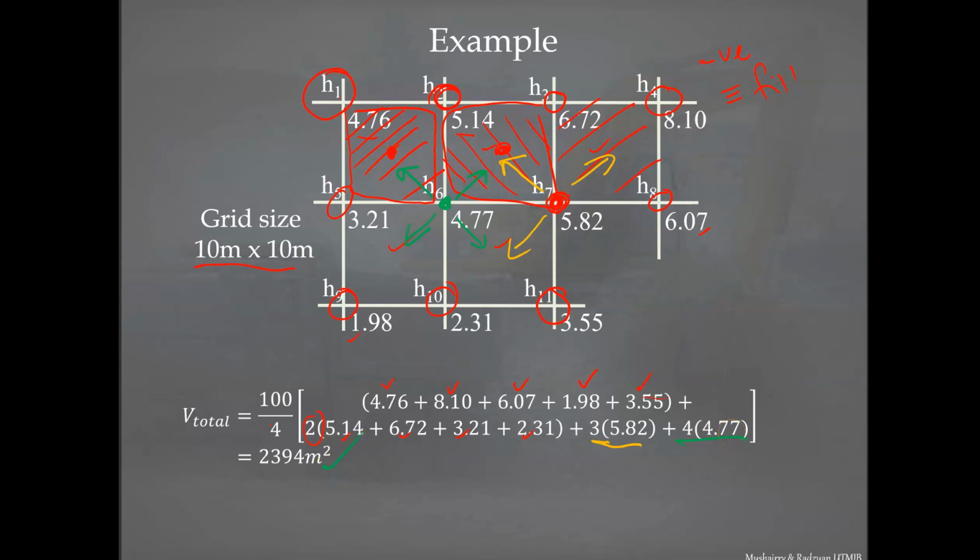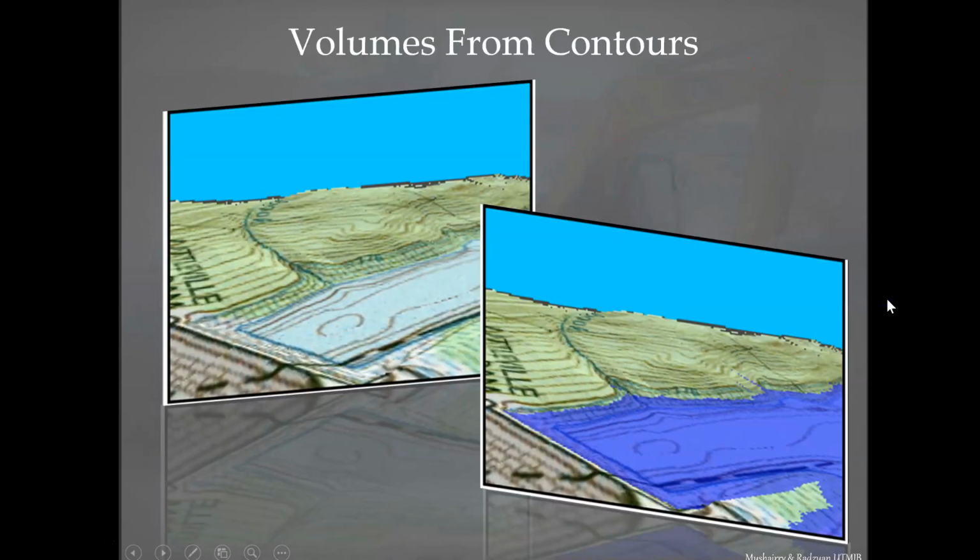So that gives us 2394 meter cube. So that's how we apply the formula. But if you prefer not to, you can always calculate each cell individually. Okay, so that's volume from spot height.